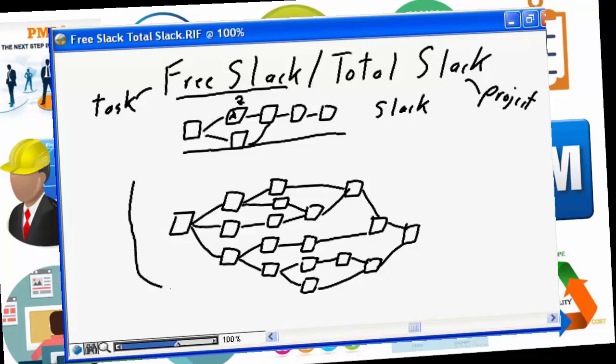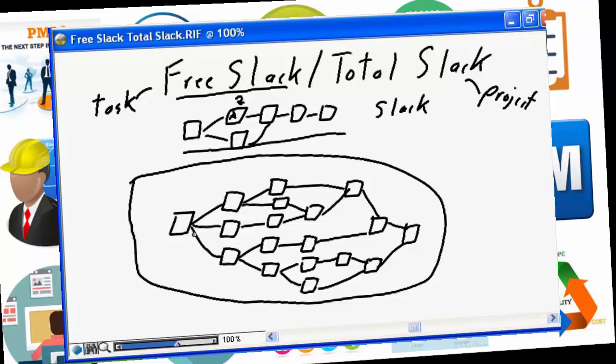But if you consider a much more complex diagram where there are many more paths through the diagram, and let's just arbitrarily say that our critical path is this route right here. So the diagrams that I have encircled are my critical path. So A, B, C, D, E, and F, for example, are the critical path. They all have 0 slack.